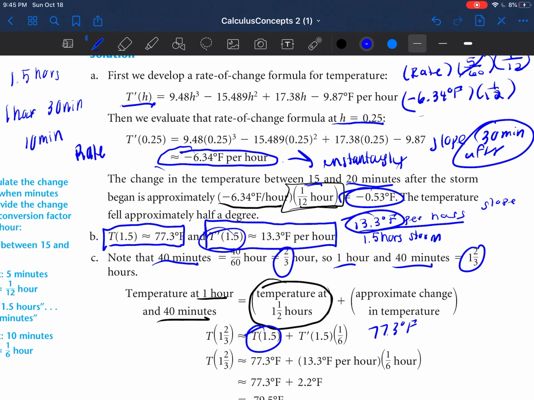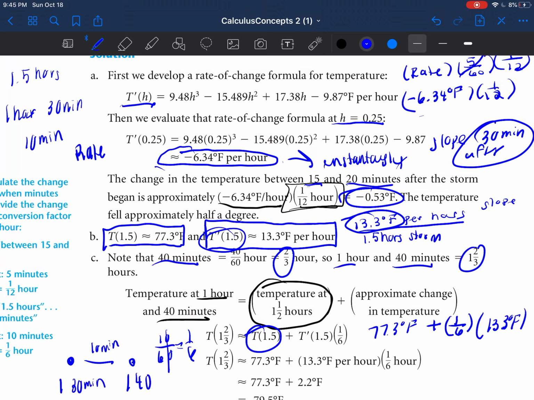Because your initial is 1 hour and 30 minutes, and you're trying to find 1 hour and 40 minutes, that's a 10-minute difference. And 10 minutes, because you're finding it in hours, is going to be 10 over 60. Cross that off, you get 1/6. So it's going to be 77.3 degrees Fahrenheit plus 1/6, because remember, this is per hour, so you're trying to find only 10 minutes of that change. So 1/6 times 13.5 degrees Fahrenheit.